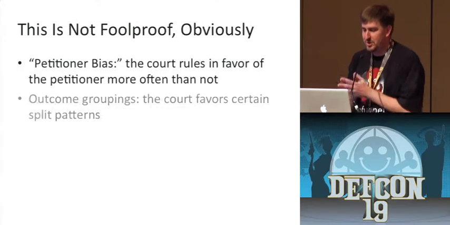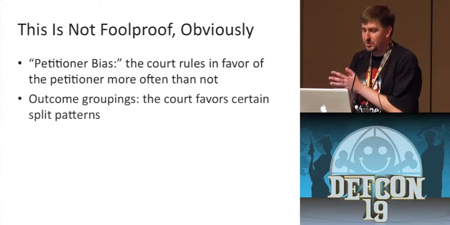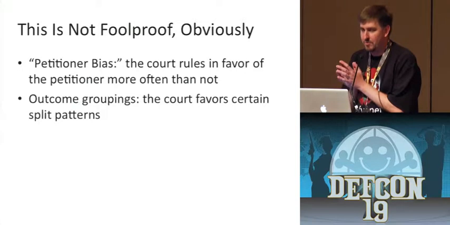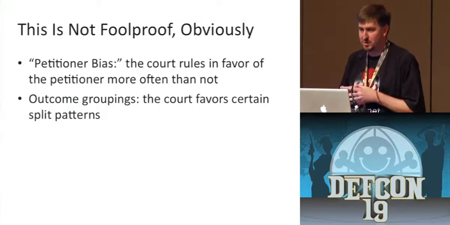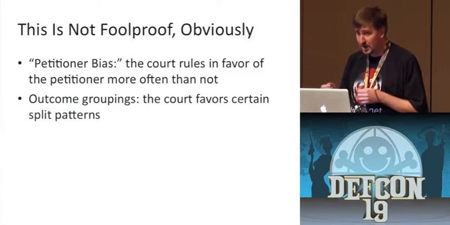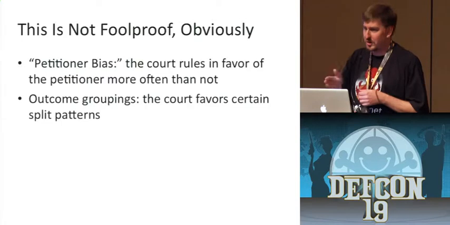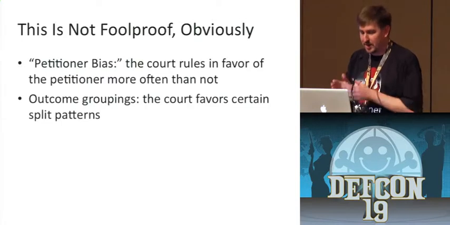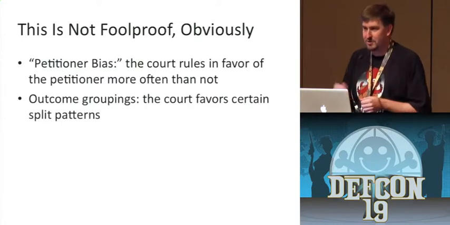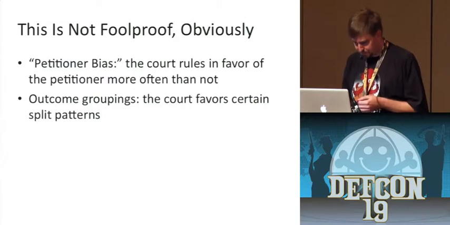The other thing that's interesting is there are very strong groupings of outcomes. The court favors certain split patterns. So in criminal cases, you see a huge number of unanimous decisions. And even in civil cases, you will see 9-0 or 8-0 a lot of the time. And then the other sort of biggie is 5-4. You see a lot of those splits nowadays.